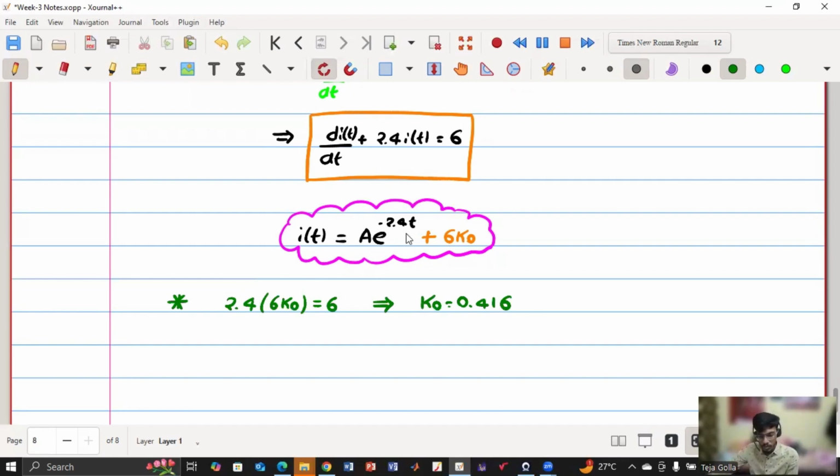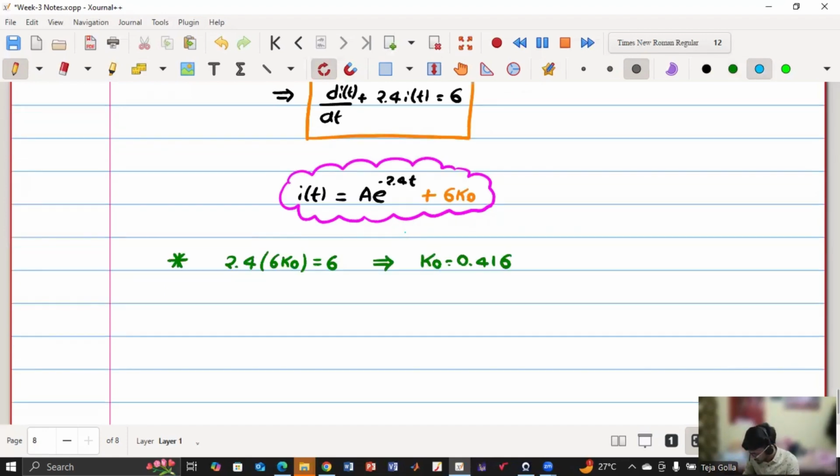Okay. So now let us write the resultant I of t. What is I of t now? A into e to the power minus 2.4t plus 6 k naught. So k naught is already 1 by 2.4. 6 k naught is what? 6 by 2.4. So what is the value of 6 by 2.4? 2.5. Yes. Okay. So this is the expression that we got.